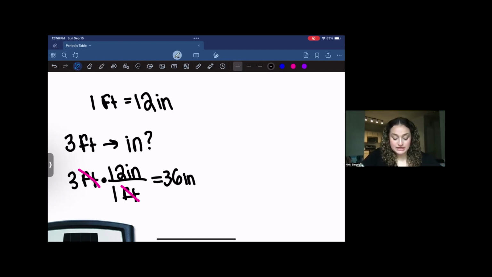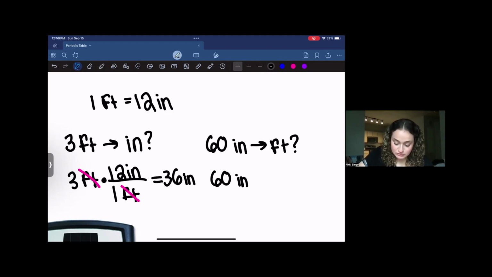Similarly, we could be given inches and asked to find feet. If you have 60 inches and you are asked to find how many feet are in 60 inches, again, you start with what you're given. So we are going to start with 60 inches. You're going to multiply by a conversion factor. In this case, we want to cancel out inches, so we are going to put inches in our denominator. So we have 12 inches over 1 foot. In this case, inches will cancel out with inches, and the only unit that we are left with is feet. This will get us 5 feet.